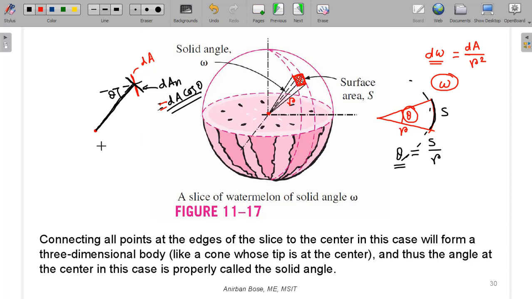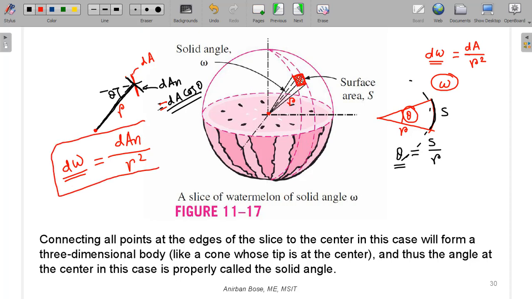So in finding out the solid angle subtended for this particular area, which has been shown in red at this point, it will be this dA divided by r squared, if this length is r. So this is the small solid angle subtended by that area. Okay, so the basic definition, I think it's clear.